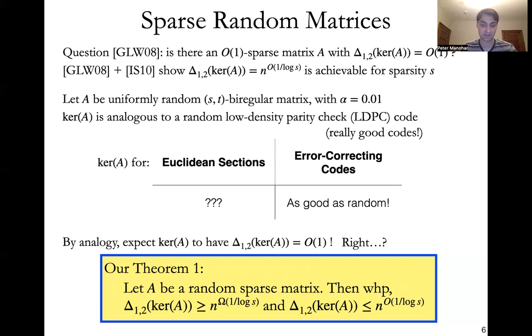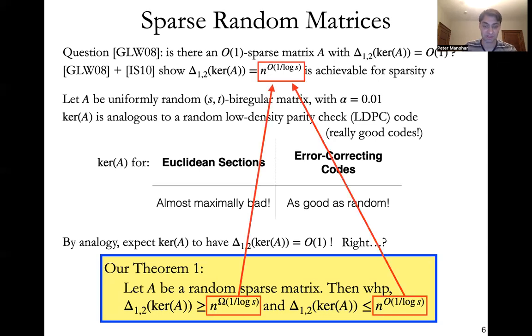We show that if A is a random sparse matrix, then with high probability, the distortion of the kernel of A will be n to the 1 over log S, and up to a constant factor in the exponent, this is also tight. In particular, when S is a constant, this is n to the order 1, and that's almost maximally bad because, as I said earlier, the worst case distortion you can have is square root n. So for the kernel of A for Euclidean sections, we can now fill in this table. It's almost maximally bad.